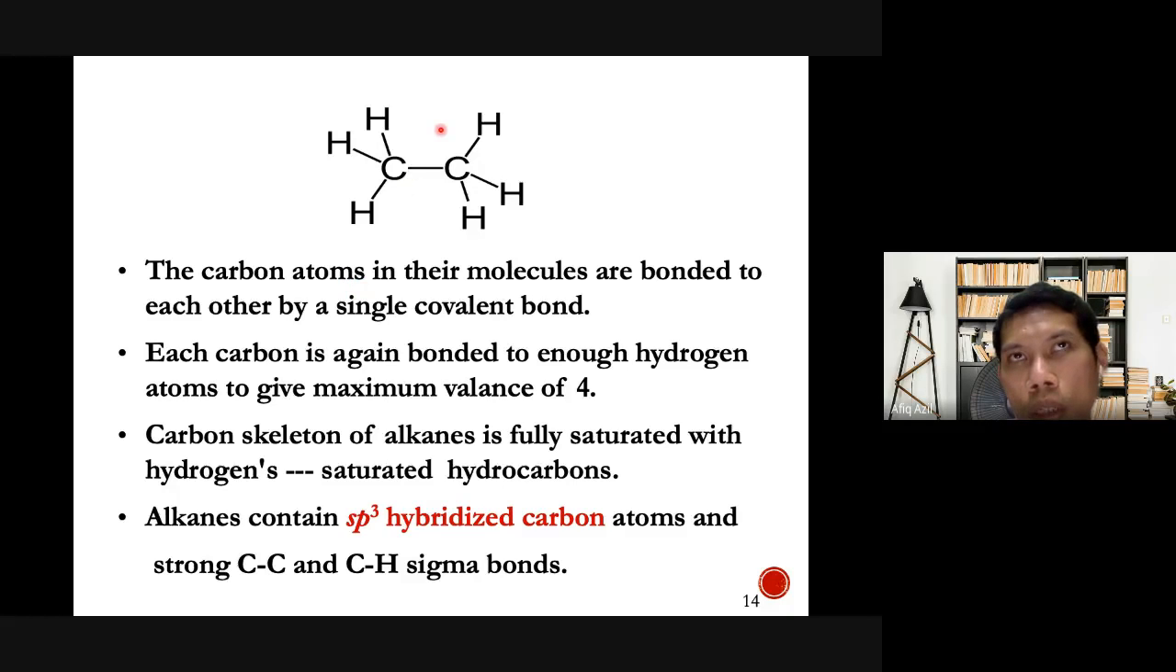Later you will learn in topic 7, which is the free radical reaction. That particular unit is on the reactions of alkanes.